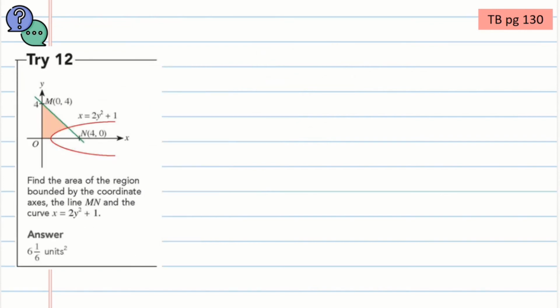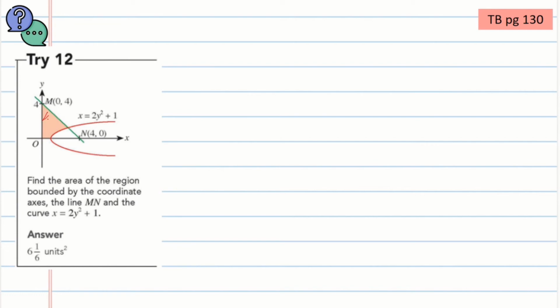We will now solve our final question, which is try 12, found in your textbook page 130. In this question, we want to find the area of the region bounded by the coordinate axis, the line MN, and the curve x equals 2y squared plus 1. There are a few ways to approach this question. I'm only going to show you one way. You can go and think about how to solve it in another way. That's my challenge to you.